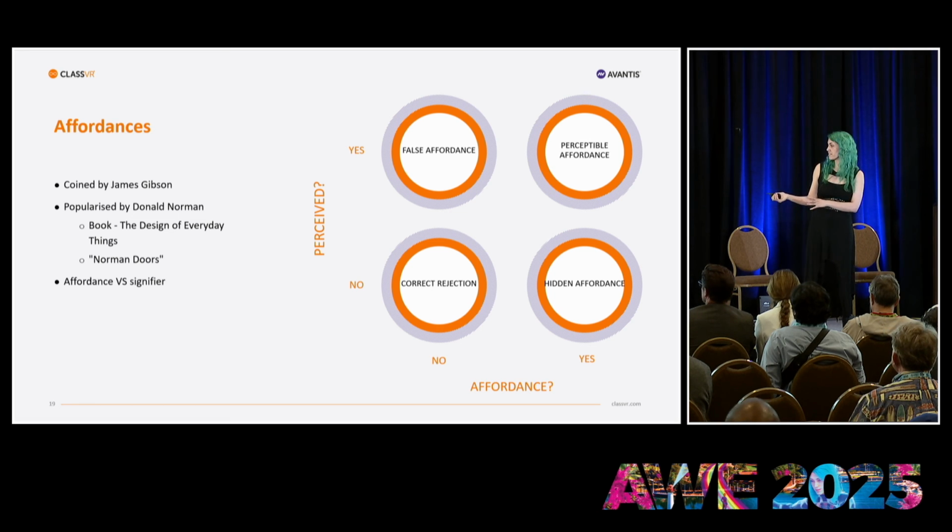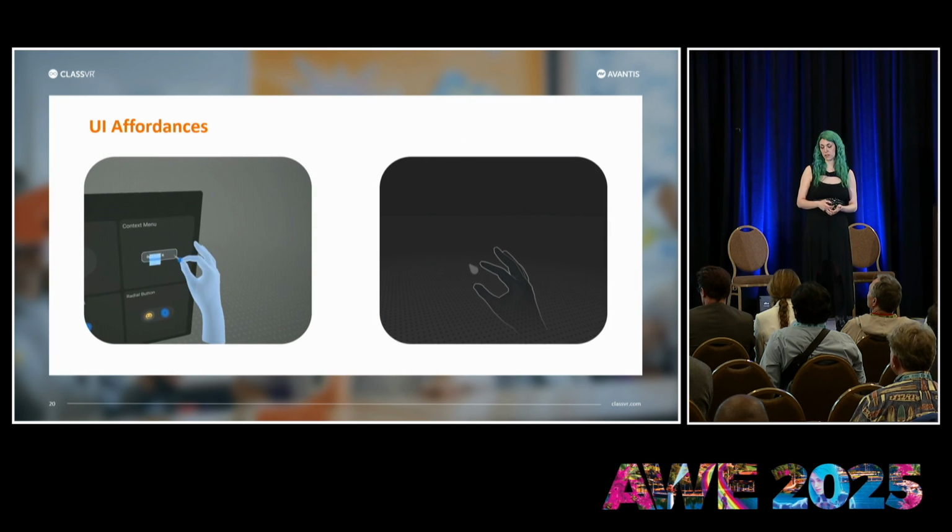So where you want to be in this is correct rejections and perceptible affordances. So you can perceive what you're able to do, and you correctly are able to do it. Or you don't think you can do something and you can't, that's correct. If you think you can do something and you can't, that's a false affordance. So that can be frustrating, sometimes it's unavoidable, but if you can create a playful interaction to say to the user, no, sorry, not in this game, then that can be fun too. What you really want to avoid is hidden affordances. This is where you can do something and you don't realize it, because the user can then become completely stuck and actually not able to proceed in the content. So make things really clear, really visible, and really obvious to the user.